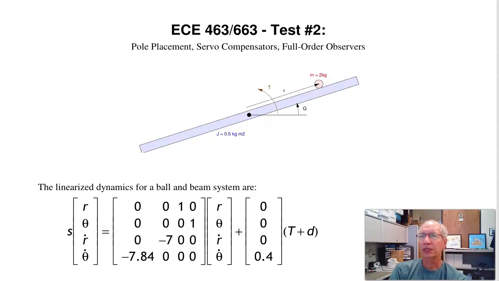Here are solutions to test number 2 for ECE 463 Modern Control. This homework set looks at pole placement, servo compensators, and full order observers. The problem here is, given a ball and beam system, have the ball track a constant and a sine wave at 0.4 radians per second.